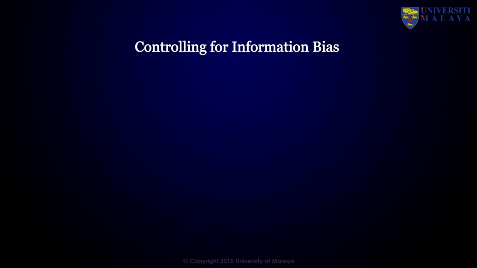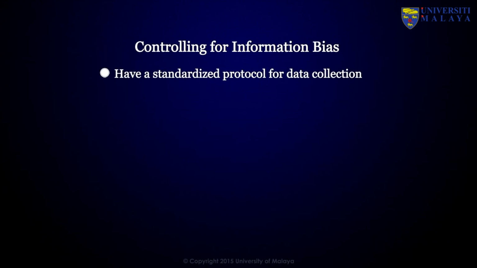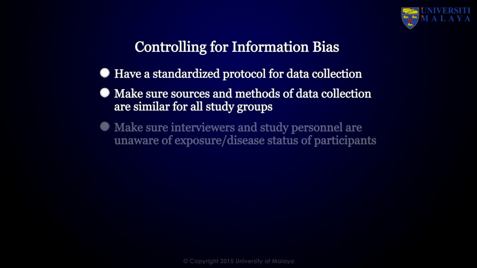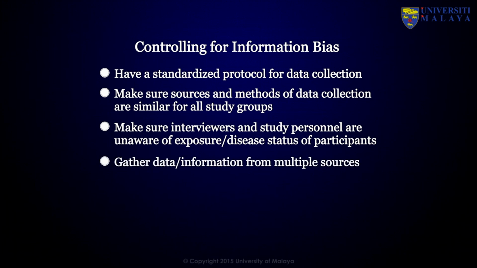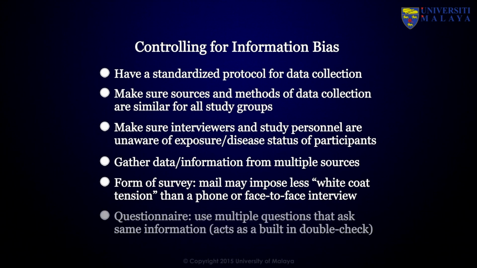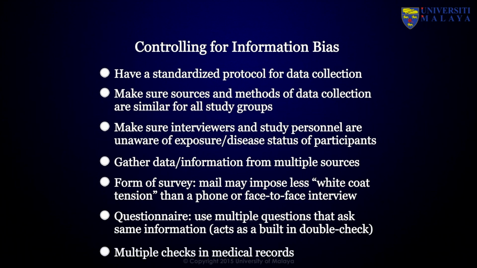To control information bias in a study, it is good to have a standard protocol for data collection. Make sure sources and methods of data collection are similar for all study groups. Make sure interviewers and study personnel are unaware of the exposure or disease status of participants. Gather data or information from multiple sources. Form of survey: mail may impose less social desirability bias than a phone or face-to-face interview. Questionnaire: use multiple questions that ask the same information, acting as a built-in double check, and multiple checks in medical records.